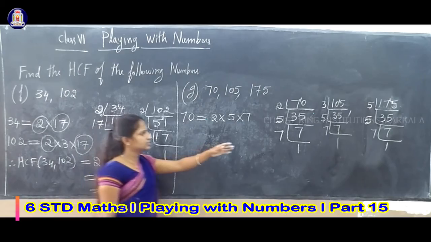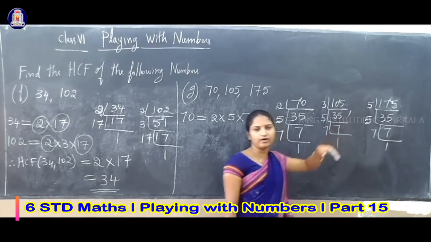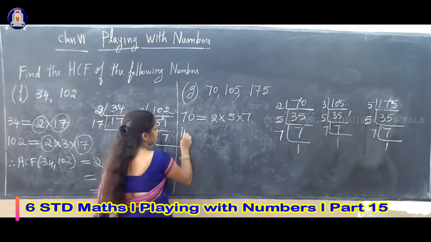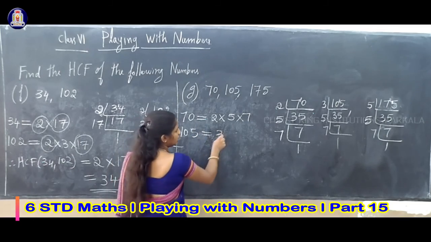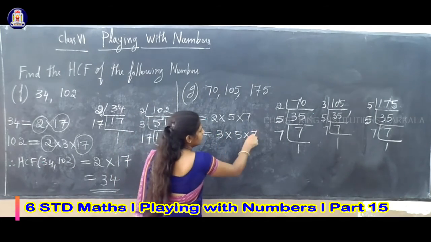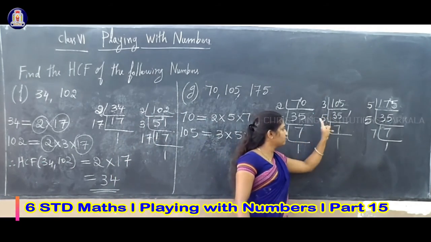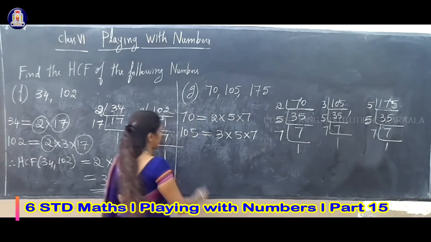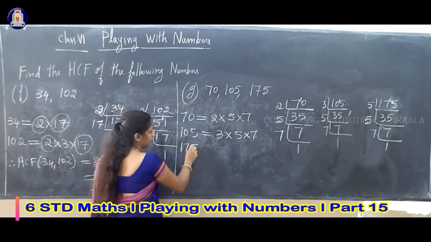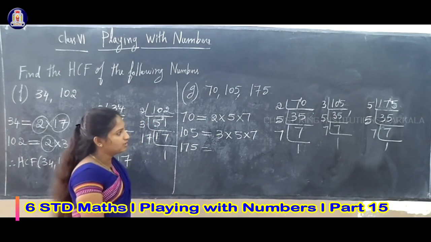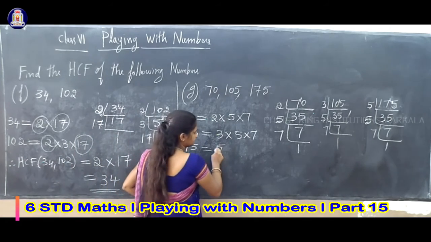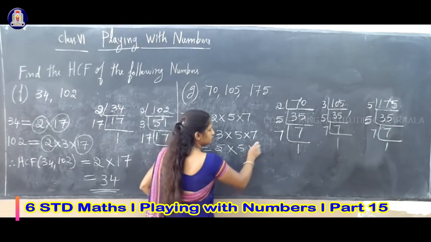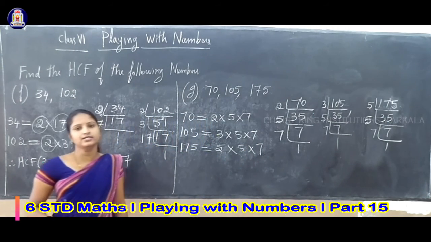Now see, 105 can be written as 3 into 5 into 7. This you must write: 3 into 5 into 7. Okay? Now 175 can be written as 5 into 5 into 7.